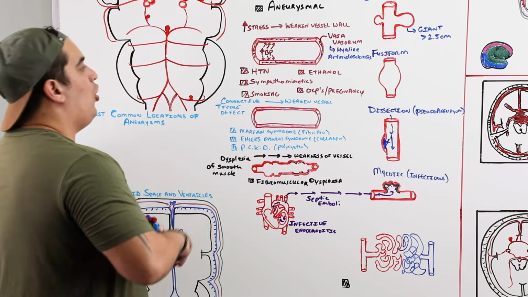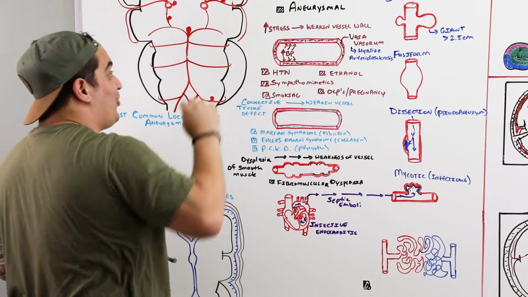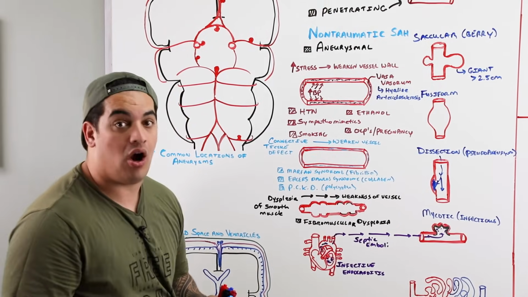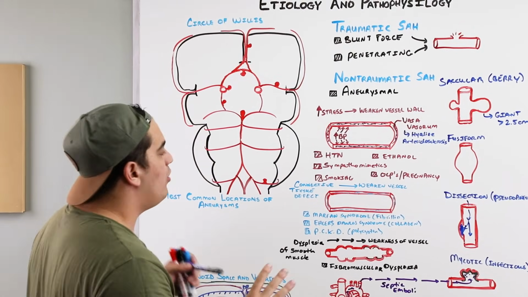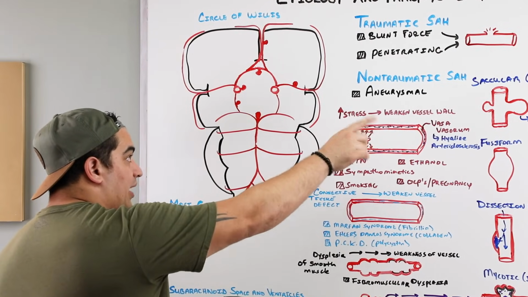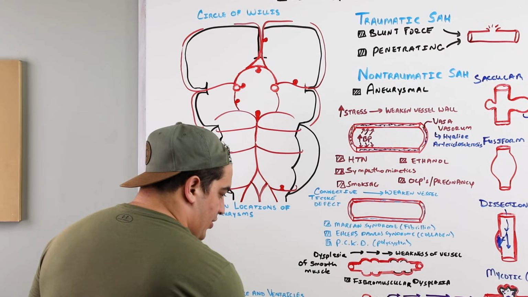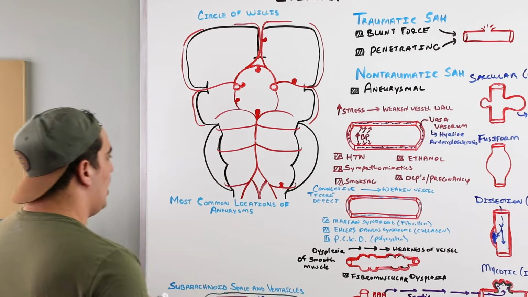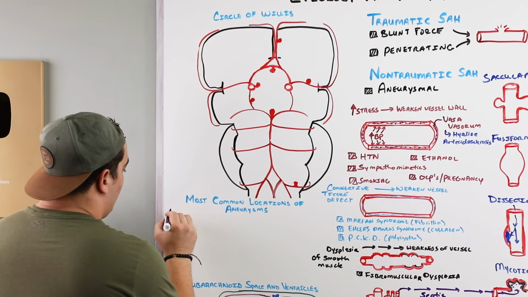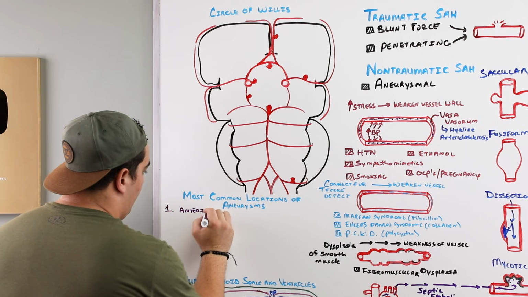rupturing. Where can these aneurysms form within the circle of Willis is another very, very important point that we have to talk about. So where are the most common locations where these aneurysms that we talked about, with the most important one being saccular, where can they form? The first area that I want you guys to remember here is going to be the anterior communicating artery. So the first one, which is the most common, is called the anterior communicating artery.